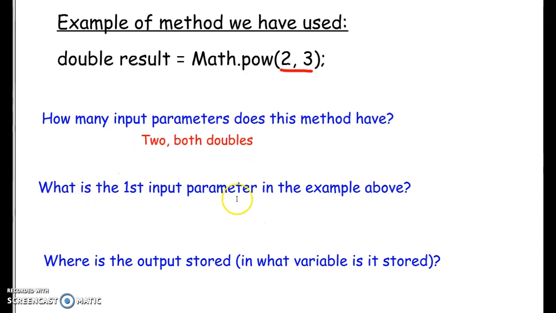Okay, and the first input parameter in this case would be a double with the value of 2. Specifically, the first input parameter is the 2. And where is it stored? It looks like it's being stored in the variable called result. So it's returning a double, which is being stored for future use in this variable called result.